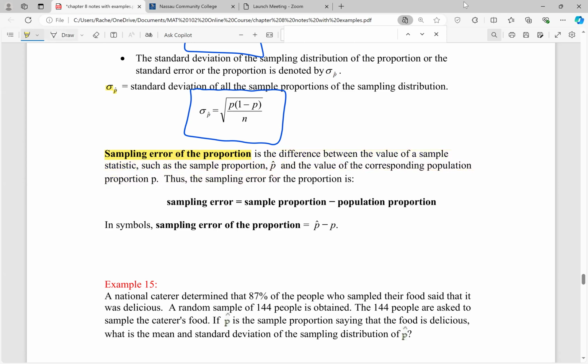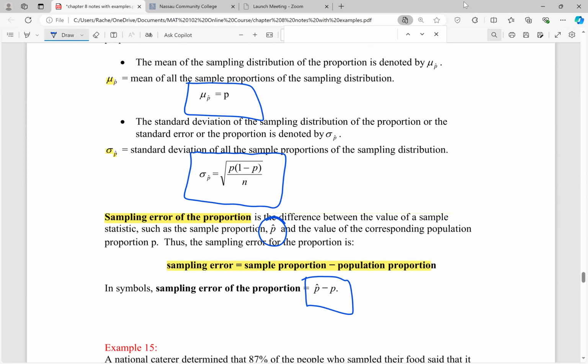We use p hat as an estimate of the population proportion p. But most likely p hat, the proportion that we get from the sample, is not going to be equal to the true population proportion. There's going to be sampling error. So again, sampling error is inevitable. And the difference between p hat and p is sampling error of the proportion. So what I want to do in the next two examples, 15 and 16, is let's practice using the definition of the mean of all the proportions, mu sub p hat, and the standard error of the proportion, sigma sub p hat.